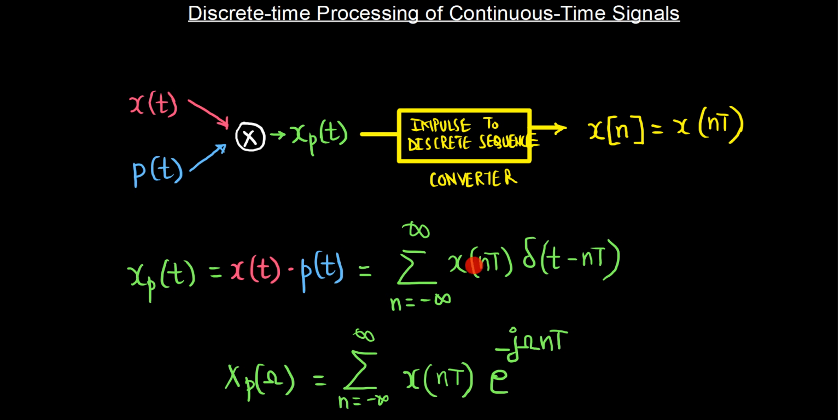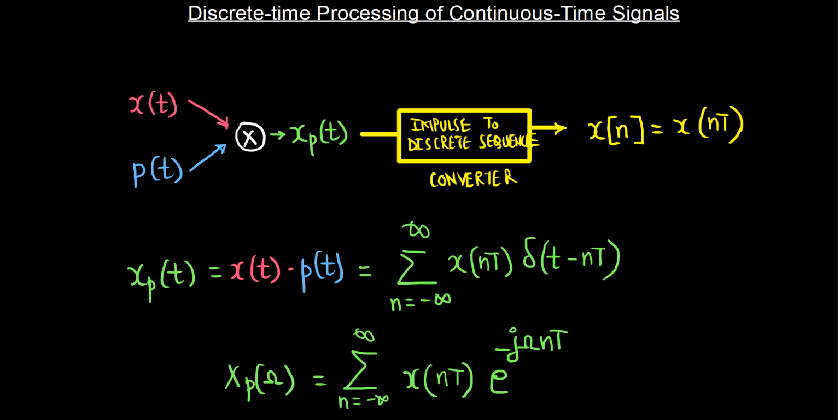And if we do that, the expression, that is xp of t here, at this point is going to have the Fourier domain representation as xp of omega, and simply by using the property of the Fourier transform we obtain this expression for xp of omega.